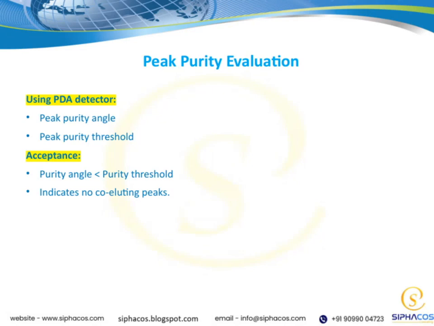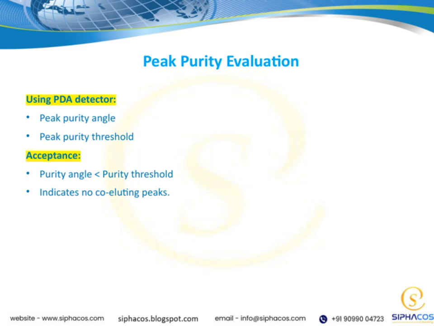Now, let's talk about peak purity evaluation using the PDA detector. When we analyze a peak, we look at the peak purity angle, which is a numerical value that indicates how pure the peak is. Alongside that, we have the peak purity threshold, which serves as a benchmark to determine whether the peak is considered pure. The key point here is the acceptance criterion.